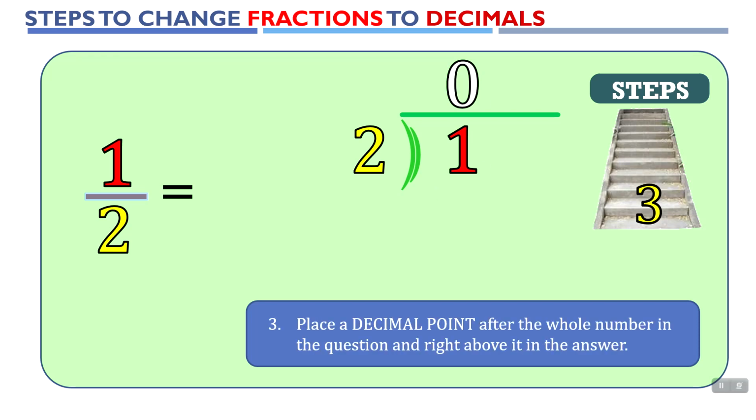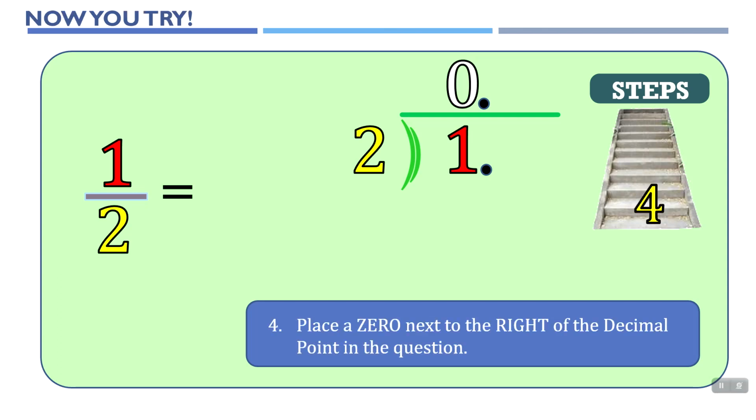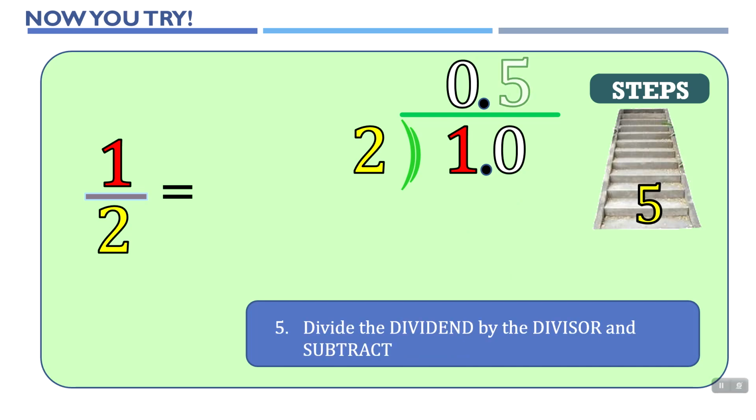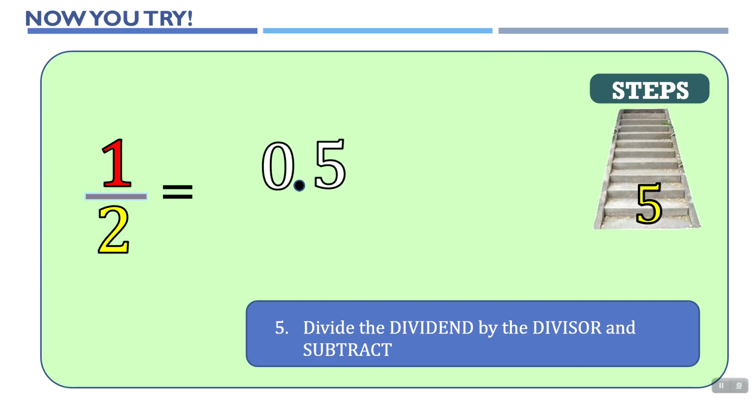Step 3, place a decimal point after the whole number in the question and right above it in the answer. Step 4, place a 0 to the right of the decimal point in the question. Now this looks like the number 10. Step 5, we divide. 2 into 10 goes 5 times, and 5 times 2 is 10. When we subtract, 10 take away 10 is 0, and we are finished with our question. 1 over 2 is equal to 0.5.